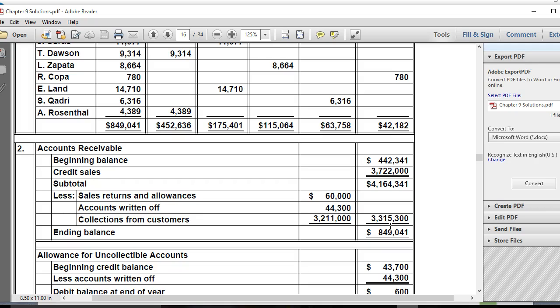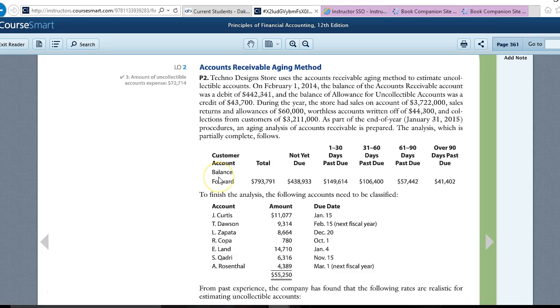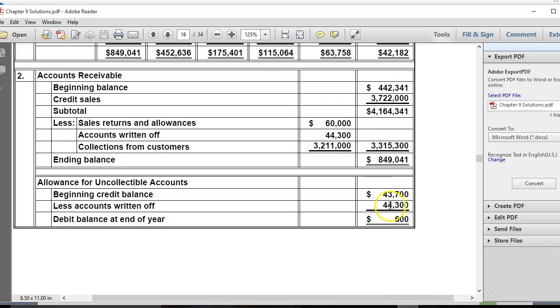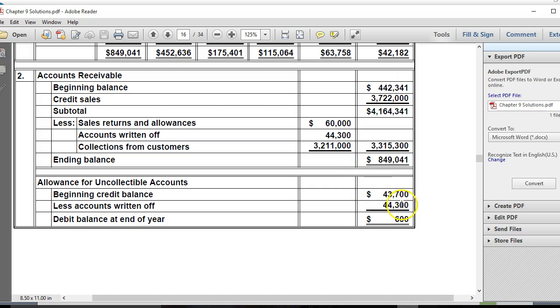Now, it wants us to do the same thing to compute the balance in the allowance for uncollectible accounts. It tells us that we started with a balance with a credit of $43,700. So you see our $43,700. Then the only other thing we have to do there, it said we wrote off worthless accounts of $44,300. So if we take our $43,700, subtract our accounts that were written off, we have a debit balance at the end of the year of $600. Okay?